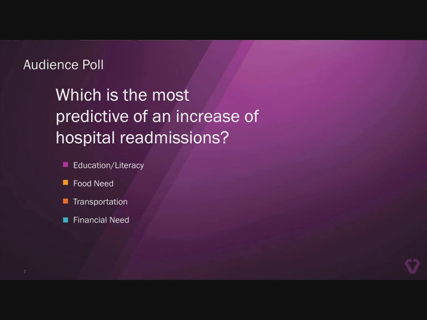I'll take this poll question. The next one that I have is, what is the most predictive of an increase in hospital readmissions? Let's start the poll and give people about a minute to answer.